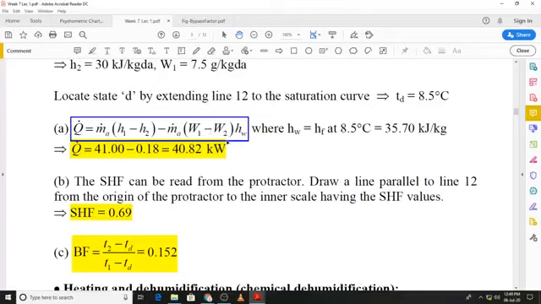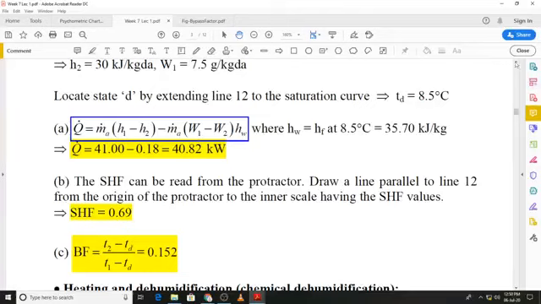the full expression. Now hw will be obtained from table A1, that is properties of water, and we are told in the problem that the condensate leaves the cooling coil at the apparatus dew point, that is at temperature TD. So hw will be equal to hf at 8.5 degrees C. That's why we need to obtain the temperature D before we proceed to this equation. That is obtained from the table. Then we have got the values of h1 and h2 from the actual psychrometric diagram.